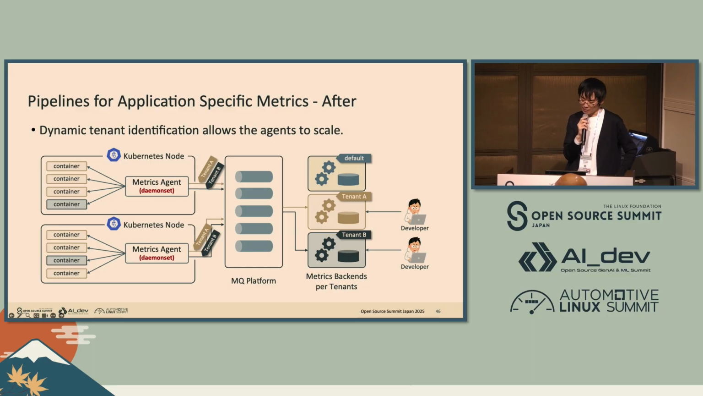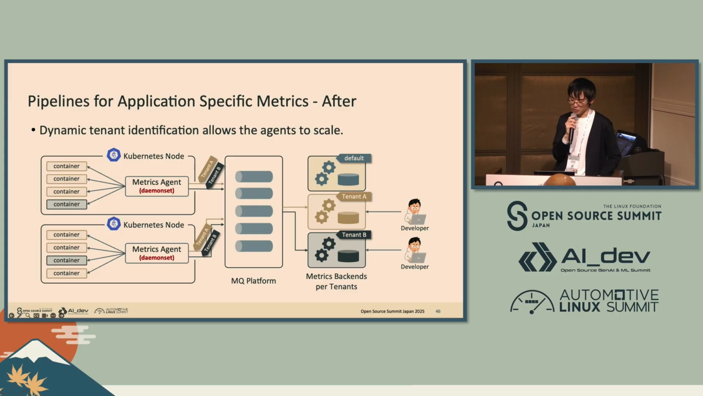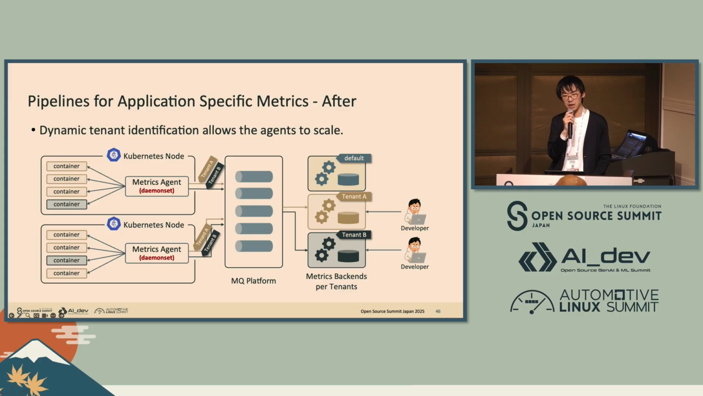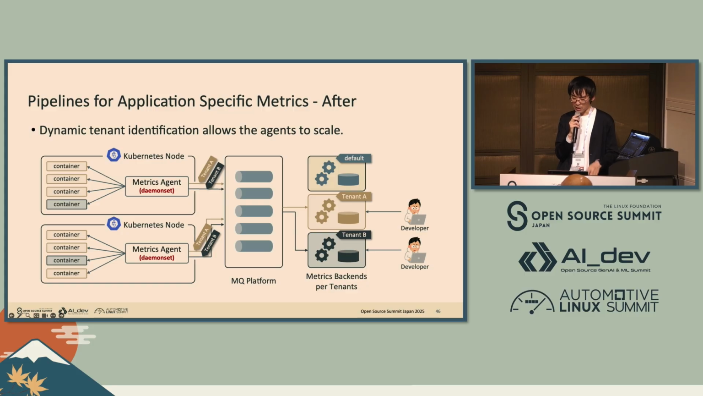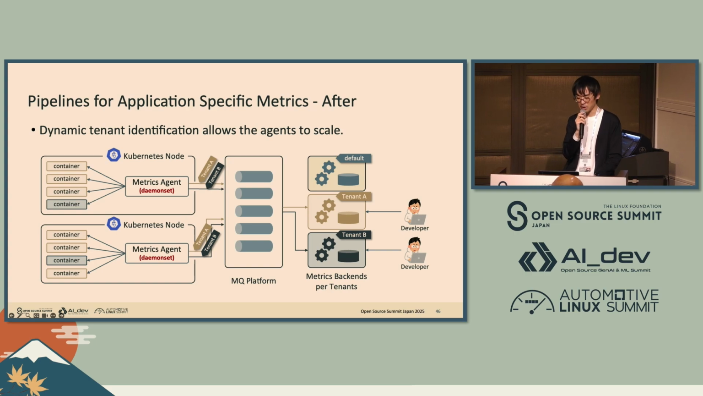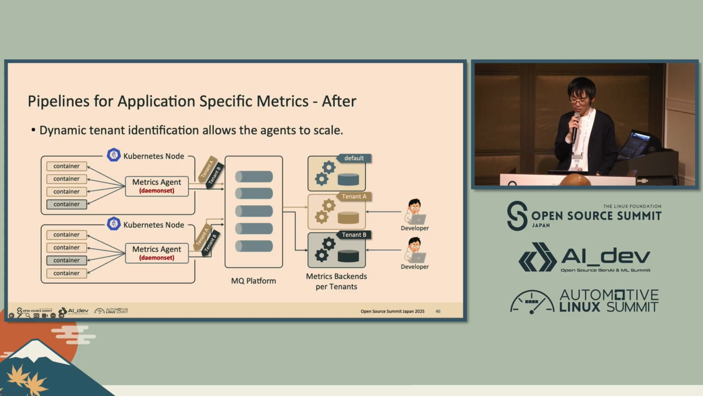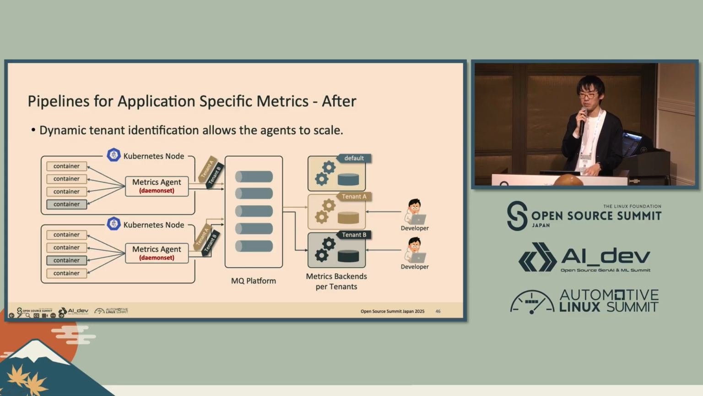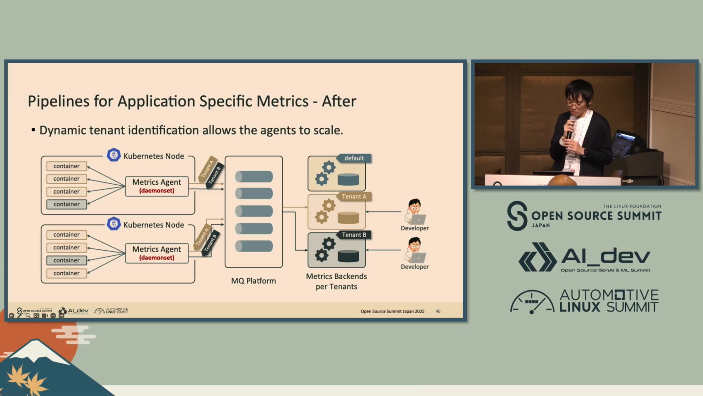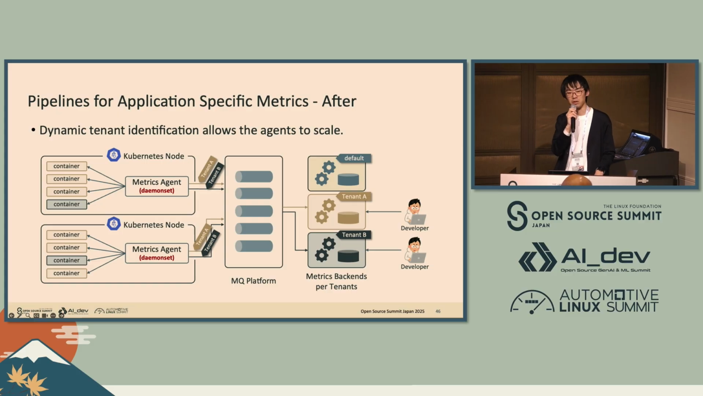In this case as well, identifying the tenants dynamically from each metric works to solve the issue. We implemented another extension to the agent to enable a single agent to handle metrics from multiple tenants by identifying tenants from each metric. This allows us to switch to deploying the agent as a daemon set because each agent only needs to collect metrics from containers on the same node. Since the agents run as a daemon set, they can naturally scale as the cluster grows.